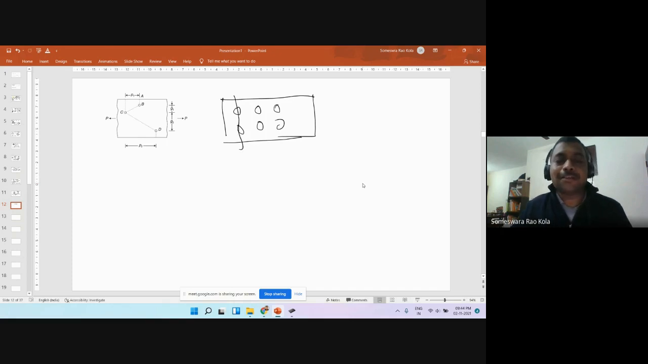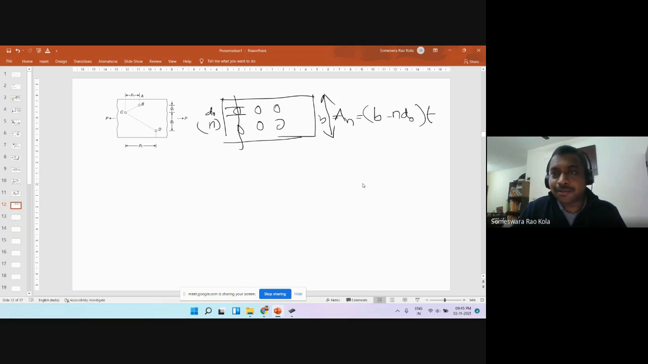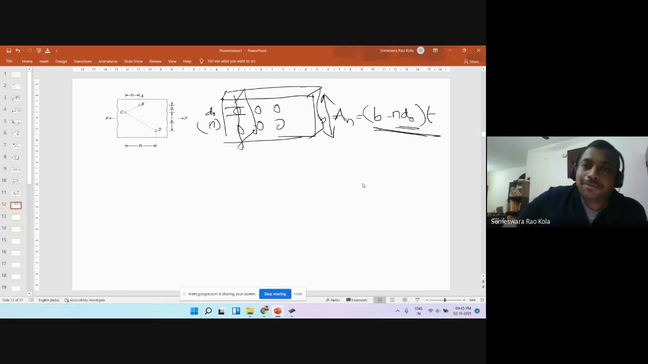plane passing through the center of the bolt holes, obviously, the net section available here will be simply AN is equal to (B minus N D naught) into T. Okay. Why is that? This is B. And then each bolt hole has a diameter of D naught. And let's say we have such N bolts. So we'll have N D naught. We should deduct that into thickness. Right. So this will be the area available here. This is straightforward to understand.